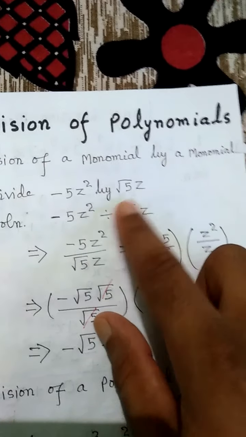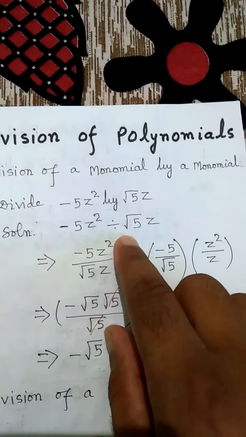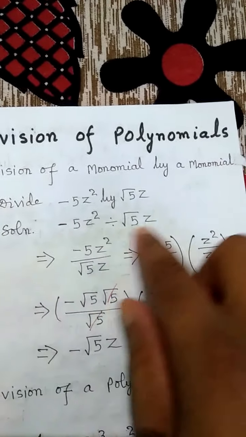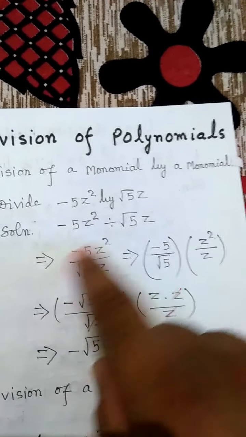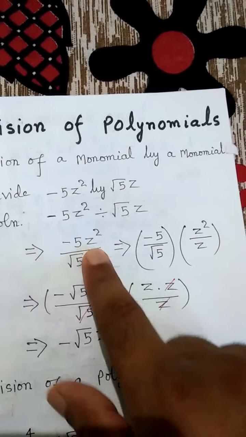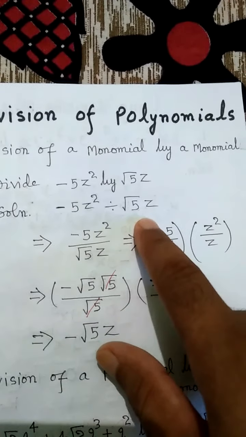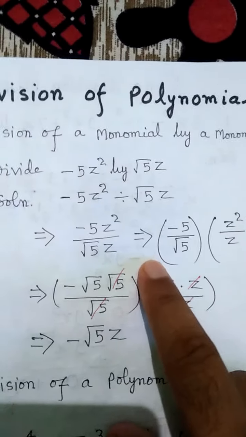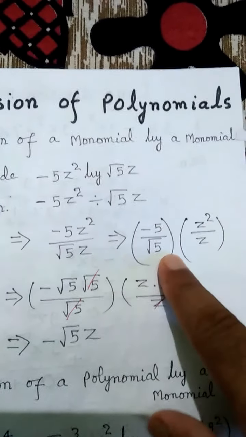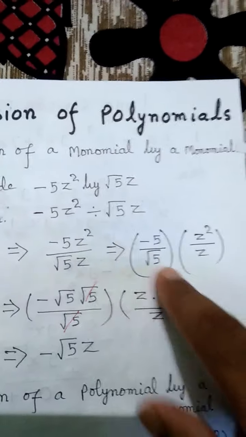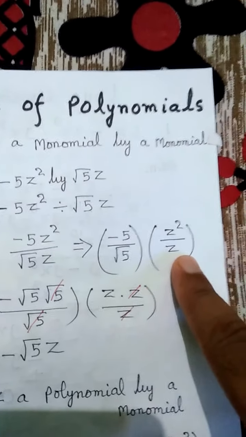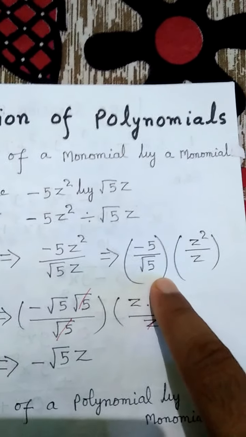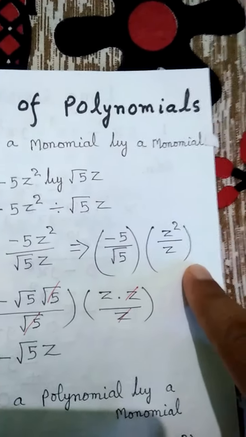For this, we are going to solve it. Firstly, we will write this question in this way. Implies that minus 5z square is divided by root 5z. Implies that firstly take constant terms in a group and variables in another group. Now it will be minus 5 by root 5 and here z square by z.